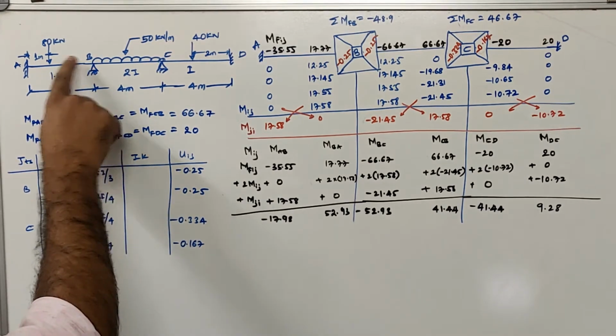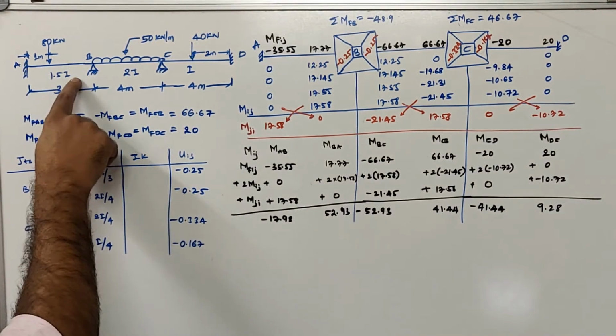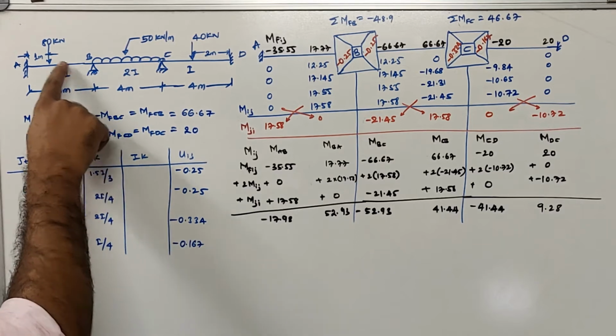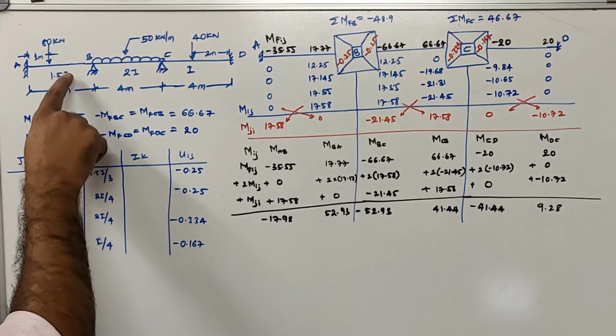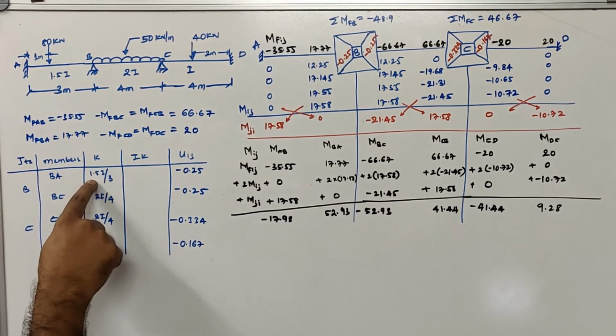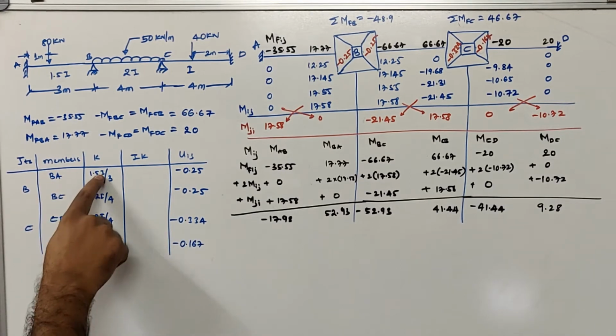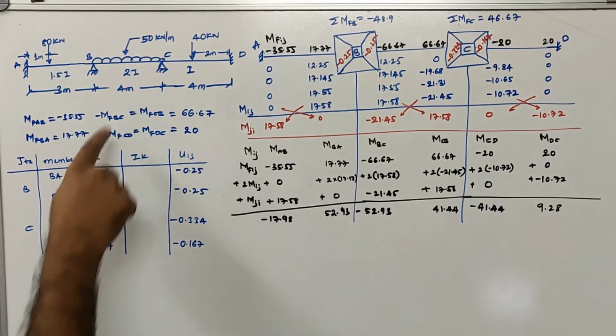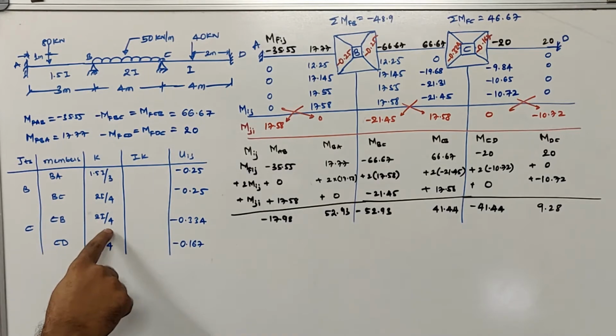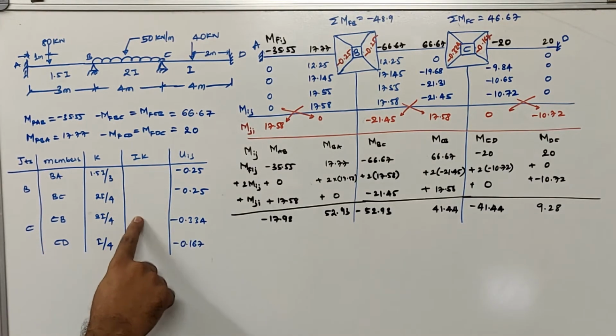So the stiffness of member BA will be 1.5 times I divided by 3, which is I by L. So I is 1.5 times I, L is 3 meter. So the stiffness value of BA is 1.5 I divided by 3. Similarly for BC it is 2I by 4, CB it is 2I by 4, and for CD it is I by 4.